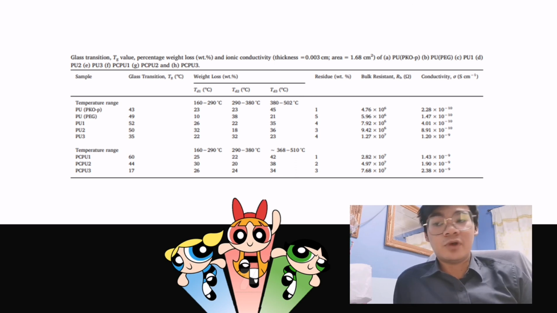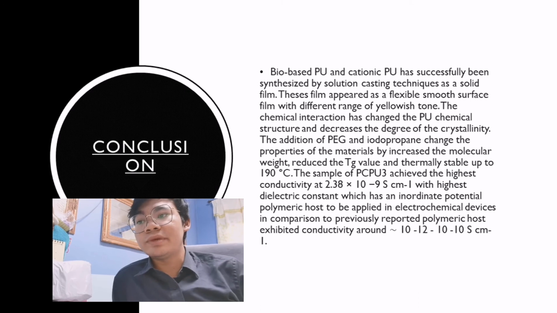which is much higher than previously reported by Yusuf in 2019. In conclusion, the bio-based PU and cationic PU have successfully been synthesized by the solution casting technique as a solid film. This film appears as a flexible smooth surface film with a different range of yellowish tone.